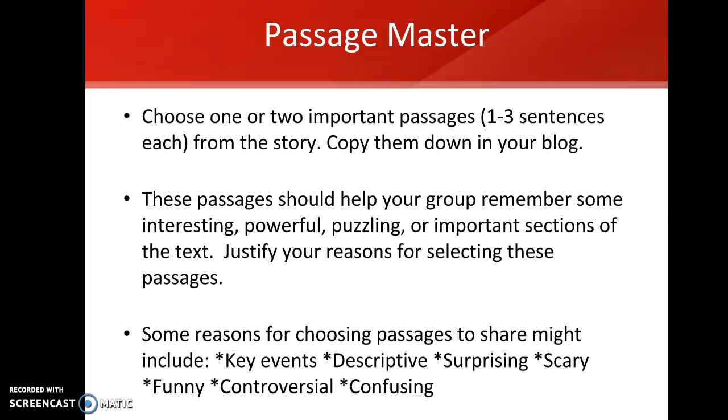The passage master will be responsible for choosing 1 to 2 important passages, which would be about 1 to 3 sentences in length each time, and to then copy them down on their blog. So again, we can look at the idea of seeing if the book is available online so they can copy and paste, or improving those typing skills by actually typing them. The passages should in some way help your group remember something that was interesting, powerful, puzzling. Again, opening up that role of what passage you can choose, and of course justifying your reasons, and some reasons for justification are listed below.